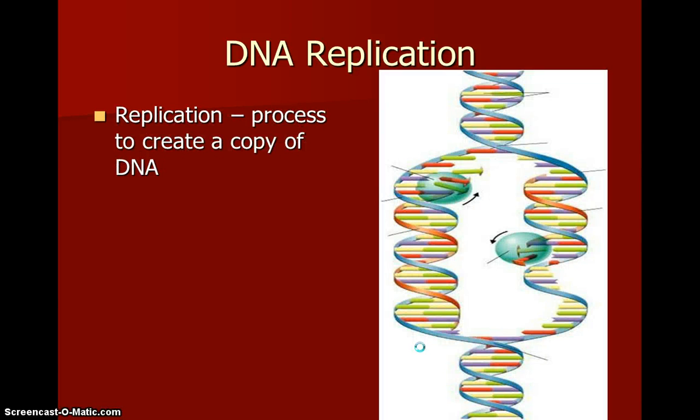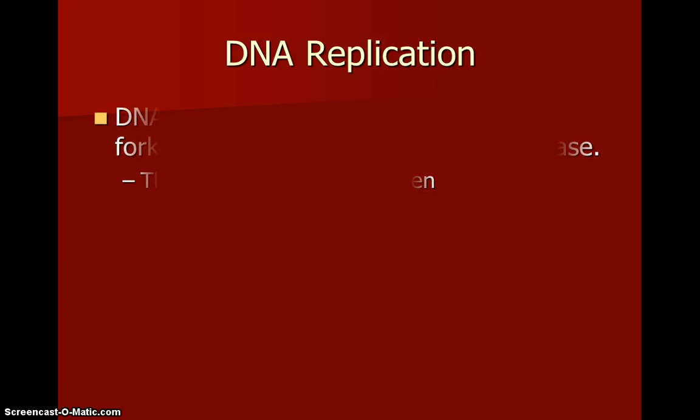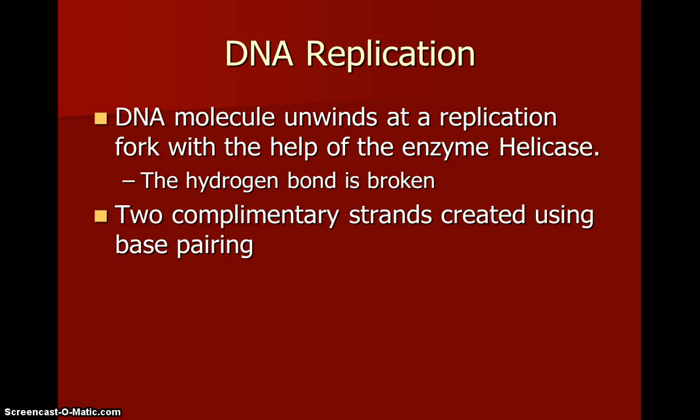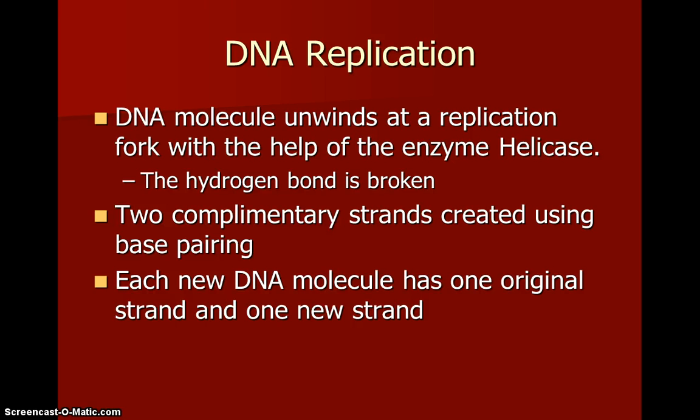Replication is the process that creates a copy of the DNA. So the DNA molecule unwinds at the replication fork with the help of the enzyme helicase. So helicase actually unwinds a DNA molecule. And that's when the hydrogen bond is broken between the base pairs. The two complementary strands use base pairing, and the new DNA molecule has one original strand and one new strand. So they unzip the DNA, and then the complementary strands start binding with new strands to make two new sets of DNA.